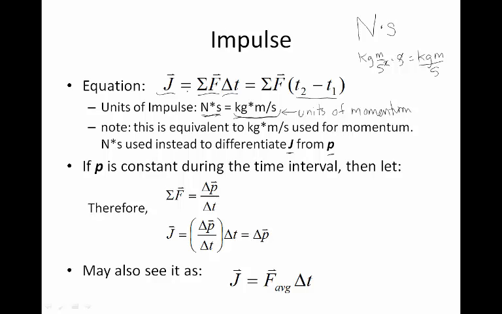All right, so let's talk about some scenarios here. If your momentum is constant during some time interval, then your sum of forces, instead of writing force as the time derivative of momentum, you could simply write it as delta P over delta T. Okay, so that's just a simplified version of what we saw before.